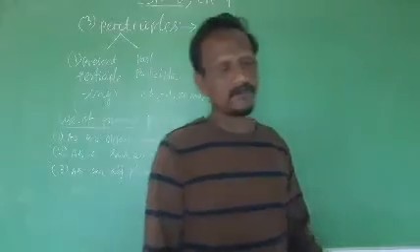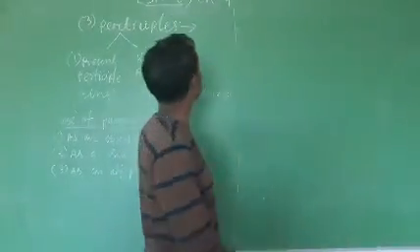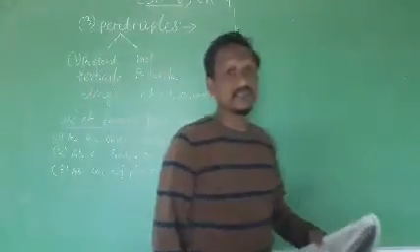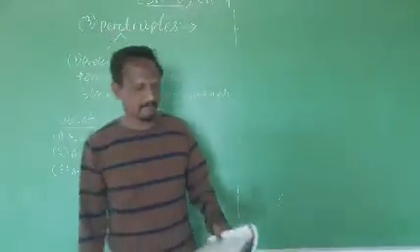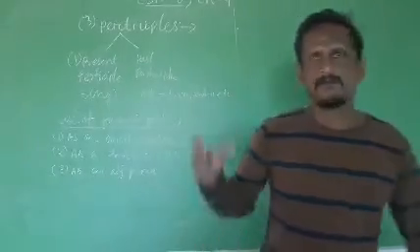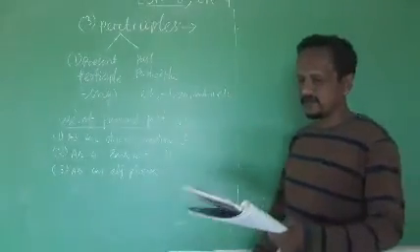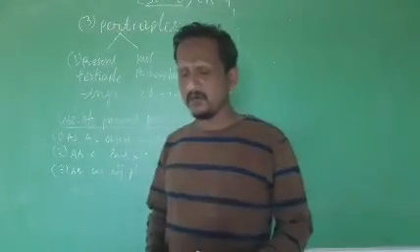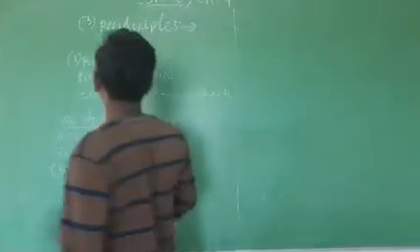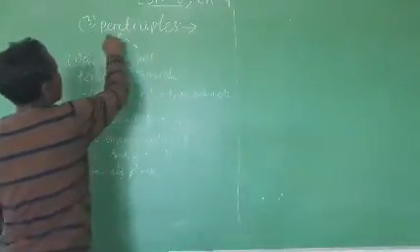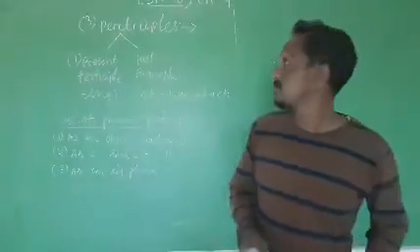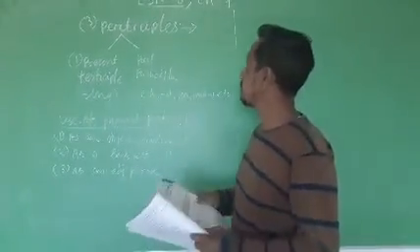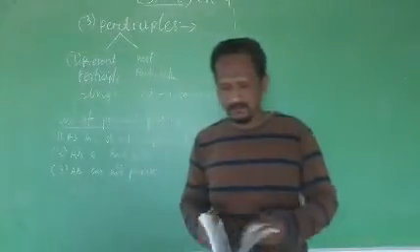Today we are going to discuss finite verbs and non-finite verbs. In our previous class on 27th of February, we discussed finite verbs and non-finite verbs. Now we will discuss the non-finite verb, the verb kind participles. Participles are of two types: present participle and past participle.